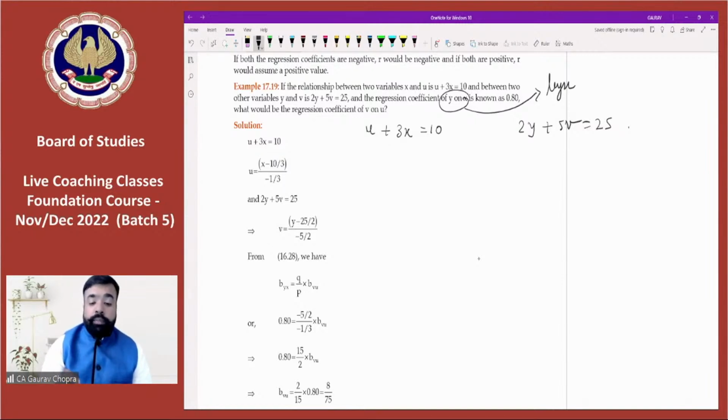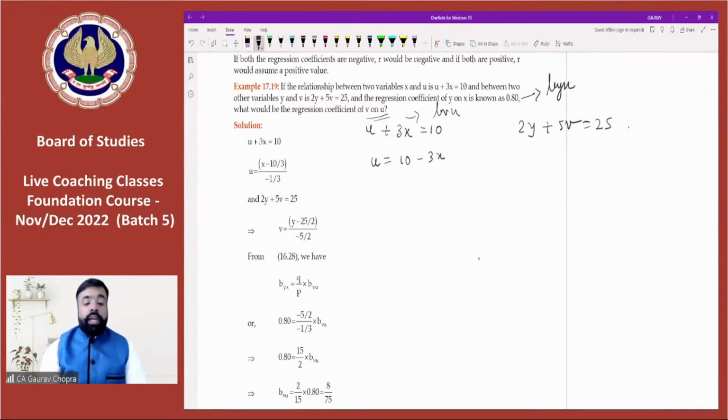But this is given, b_yx is 0.8. This is already given, that is 0.8. And we have to find the regression coefficient of v on u, v on u, that is b_vu. So the first step is to arrange the equation. So u is equal to 10 minus 3x.